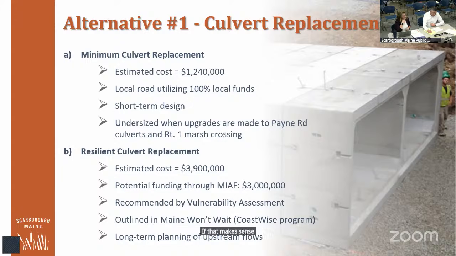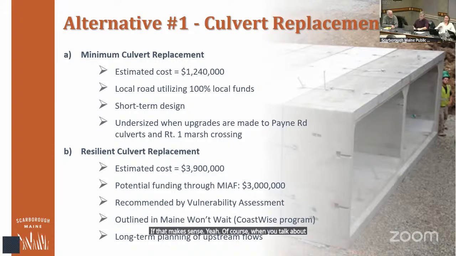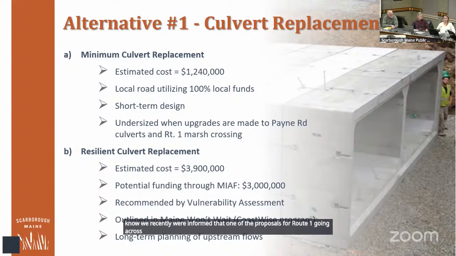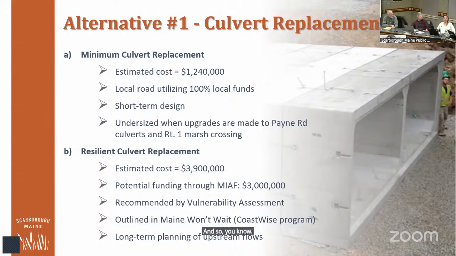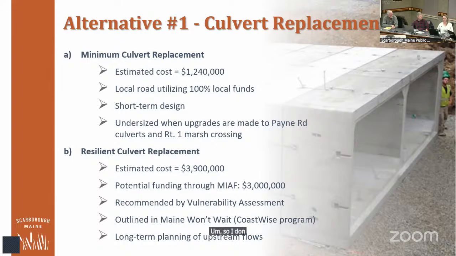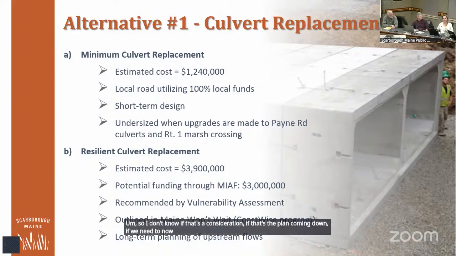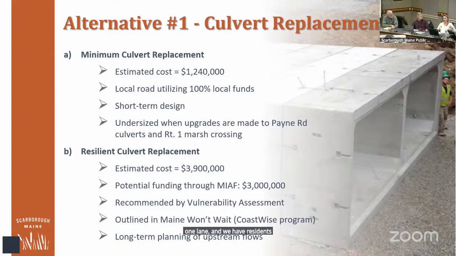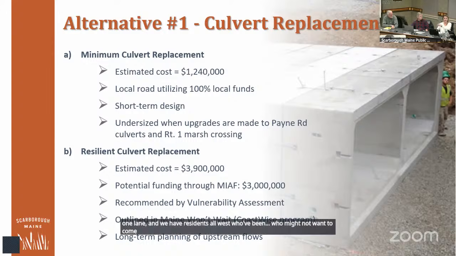Question, when you talk about the DOT, because I know we recently were informed that one of the proposals for Route 1 going across the marsh is to make Route 1 north one lane. When I think about eliminating one lane north, you might have people off of Broad Turn who are like, I'm not taking Broad Turn to Route 1 anymore, I want to take the cut through. I don't know if that's a consideration, if that's the plan coming down, if we need to now navigate the fact that Route 1 north across the marsh is one lane and we have residents all west who might not want to come that way anymore.